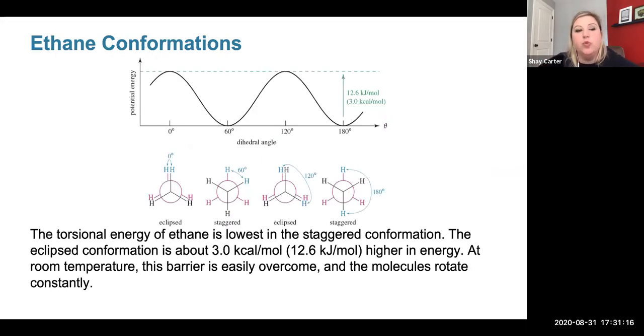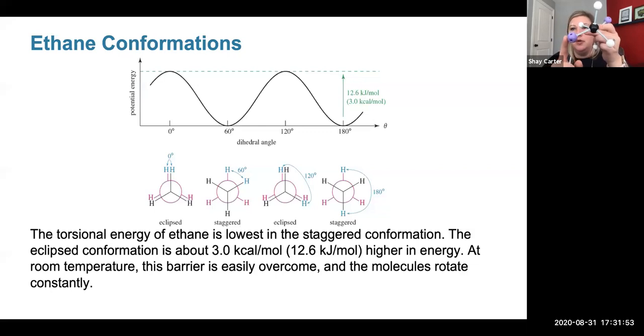Now, with ethane conformations, we have what's called torsional energy. Torsional strain, or torsional energy, is where bonds eclipse each other. We're not talking about the atoms themselves. We're specifically talking about the bonds and the electrons within those bonds. So we have lots of different conformers as we rotate around our bond. Here's an eclipsed conformation. I'm going to rotate.